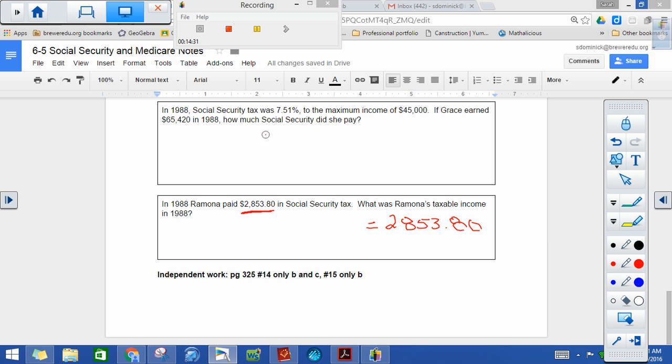Doing Social Security, I'm using the same numbers as up here. So my decimal is going to be 0.0751. But I don't know what the income was, so I'm going to put an X. This is being multiplied, so I want to undo that multiplication. I'm going to divide both sides by the number beside the X, the number that's being multiplied by the X. If I do that math out, my X, this person's income, will be $38,000.